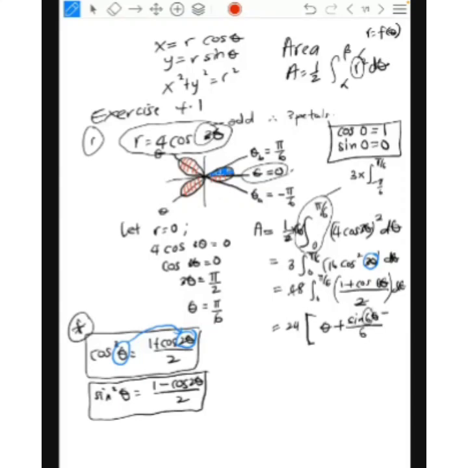Okay, so substitute the value from 0 until pi over 6. This one, sin 6 will be sin pi over 6. This is what I said is easy: when you substitute 0, 0 plus sin 0 is also 0. So you don't have to calculate that one. And then sin pi is 0. So we'll get what? This one will be 4 pi. This is your final answer.